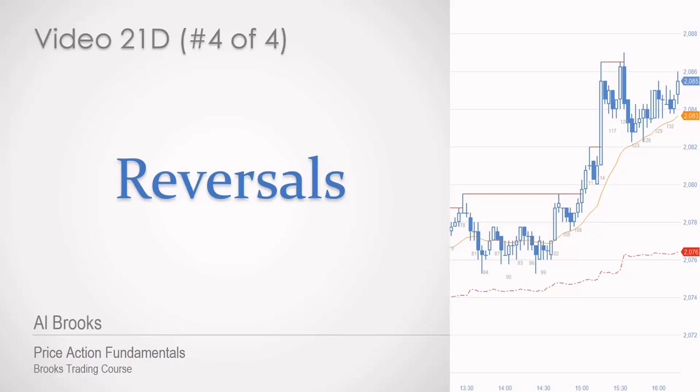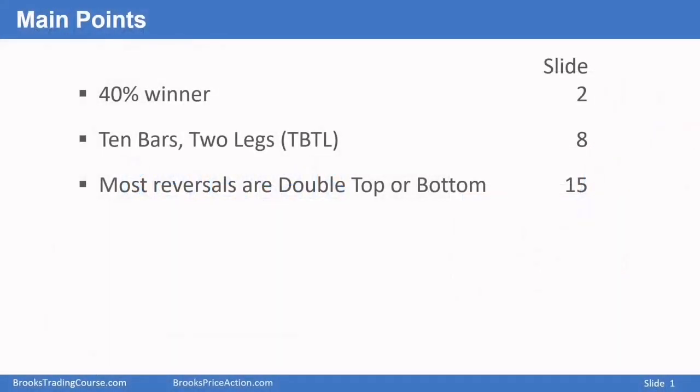This is the fourth of 4 videos on reversals. I think it's important to realize that most major reversals are successful only 40% of the time. 40% of the time you get either a swing trade or a trend. 60% of the time you either get a trading range or a continuation of the prior trend.